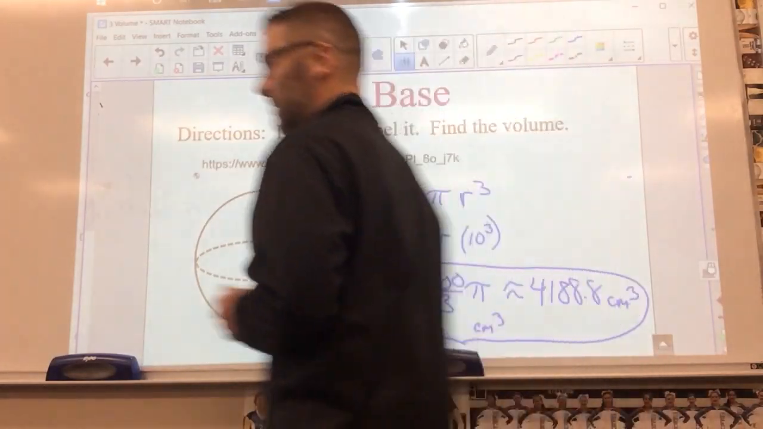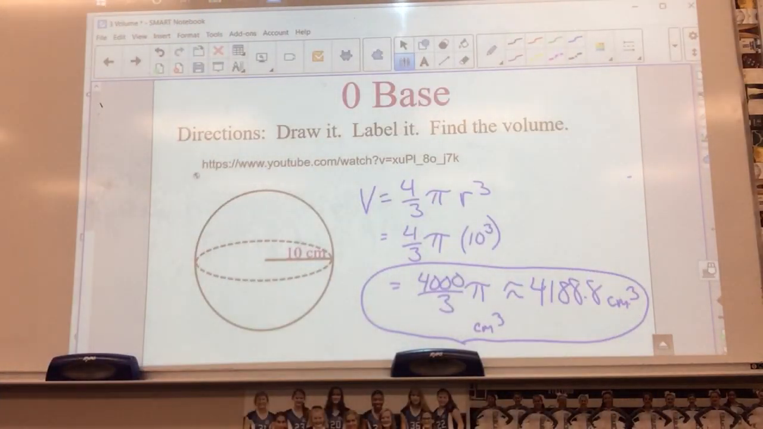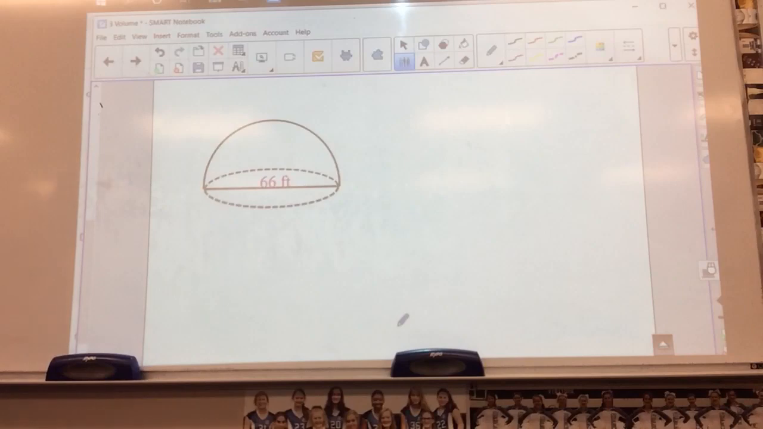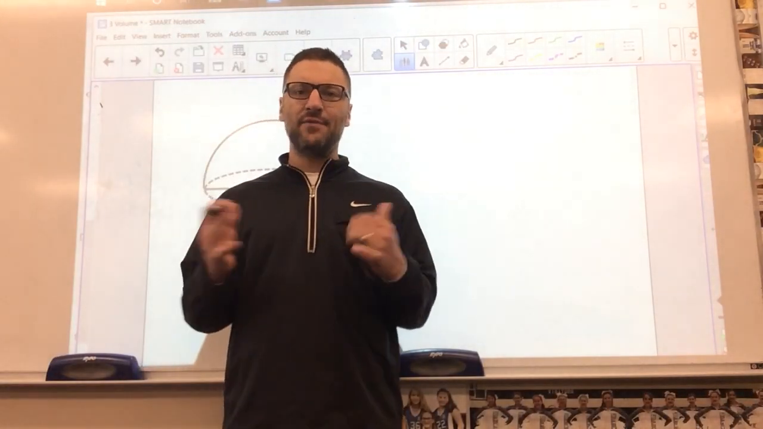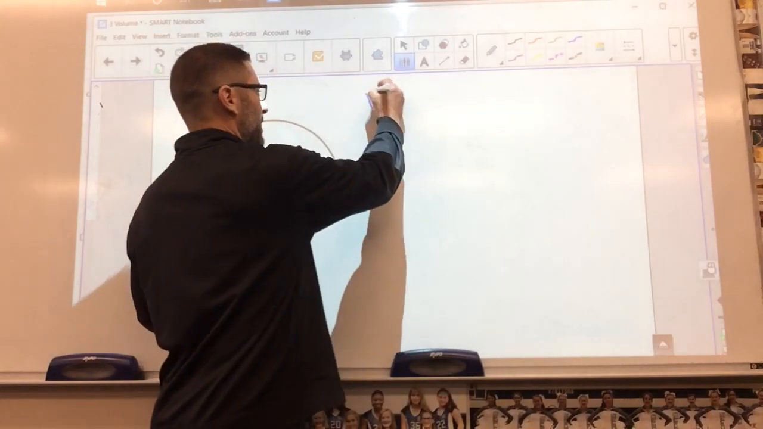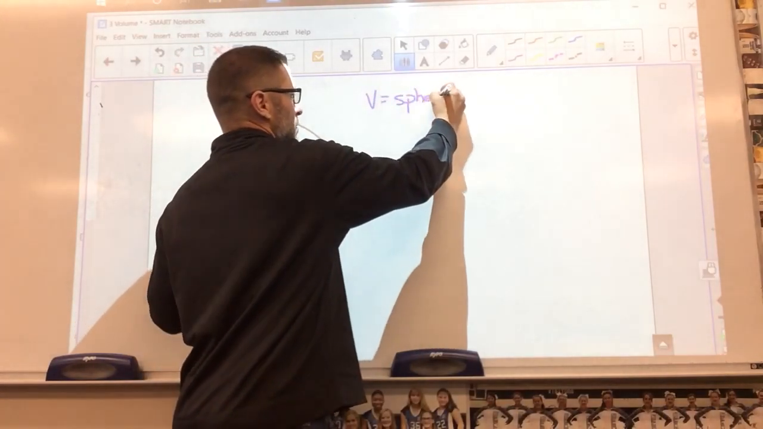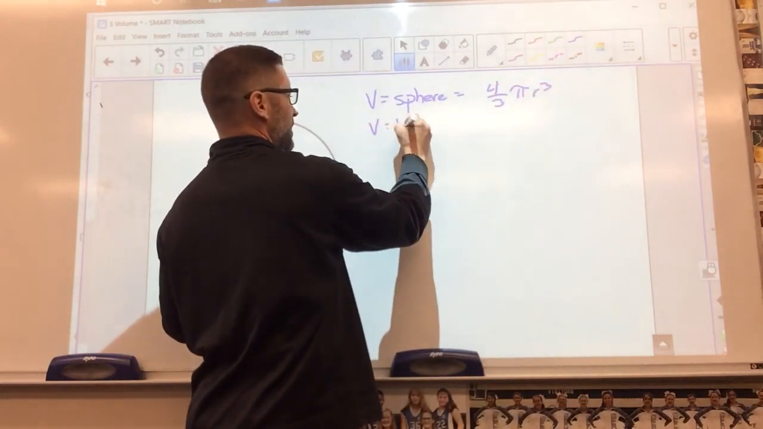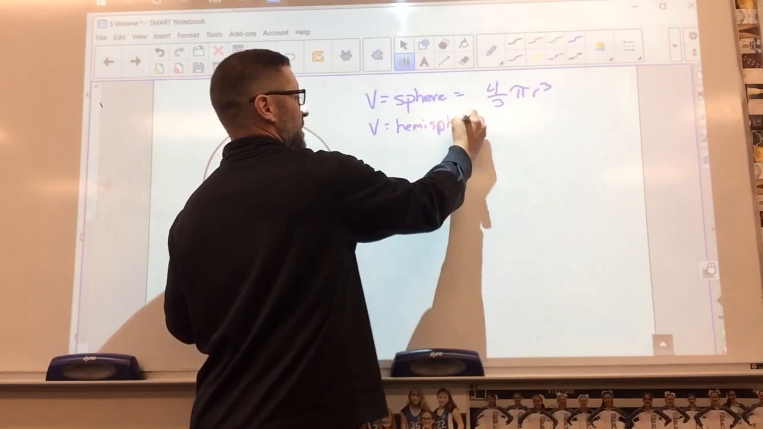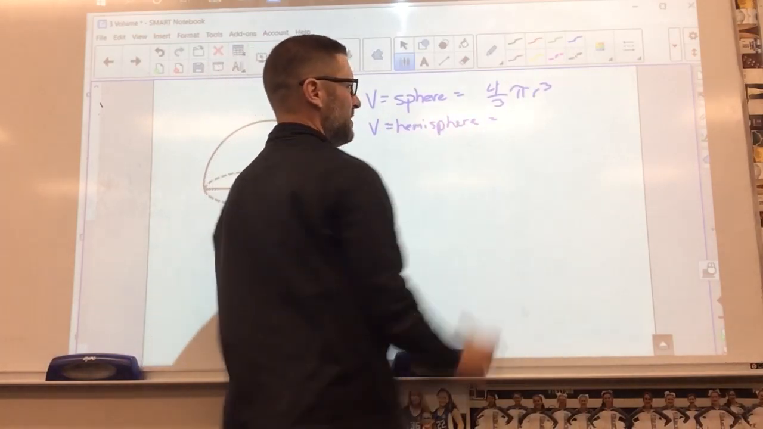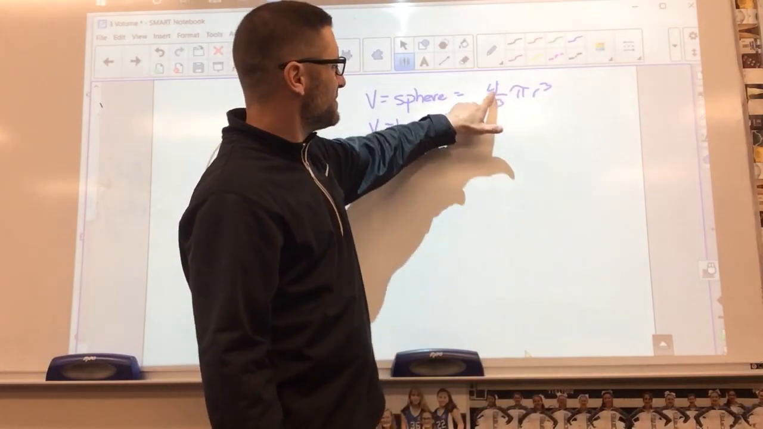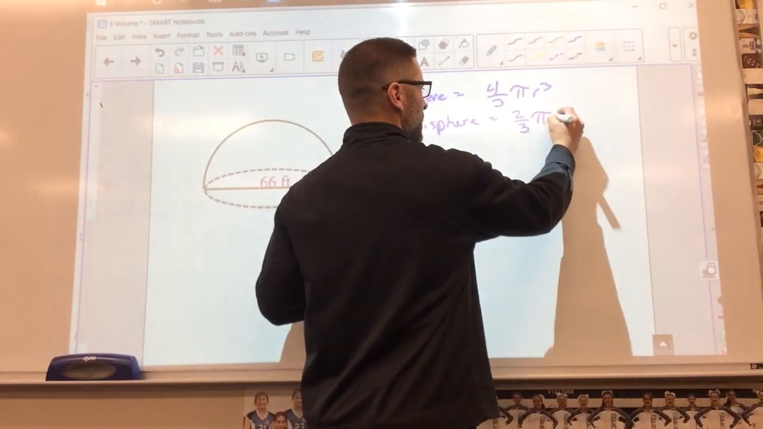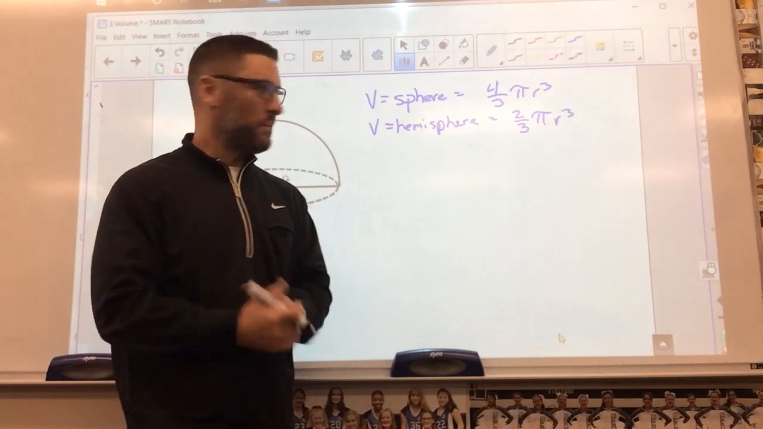The next half of it is volume of a hemisphere. And volume of a hemisphere is exactly the same formula. The only difference is, instead of 4/3 pi r cubed, I'm going to take half of that formula. Volume of a sphere is 4/3 pi r cubed, and then volume of a hemisphere is half of that. Well, the only thing I can take half of really easily is that 4. And I can take half of 4/3 and I can get 2/3 pi r cubed. And that's the whole formula, 2/3 pi r cubed.